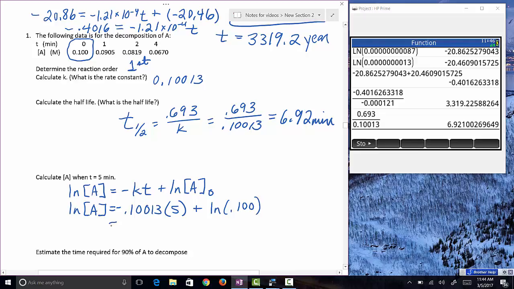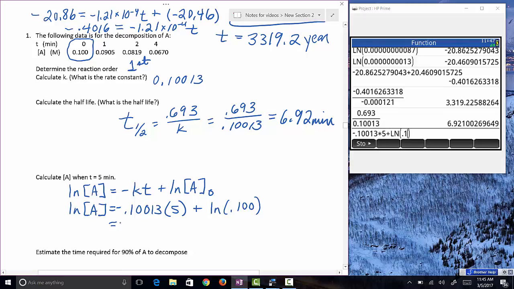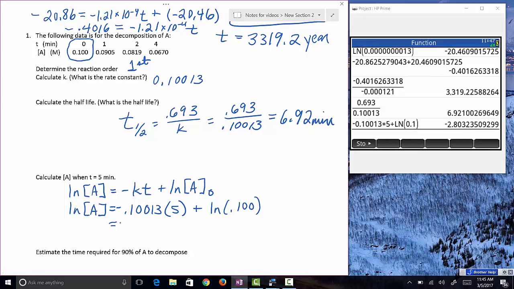Okay, so I'm going to get a number on this side, and that's going to give me negative 0.10013 times 5 plus the natural log of 0.1, and enter. So I get that the natural log of A is negative 2.803. Okay, now how do we get just A?